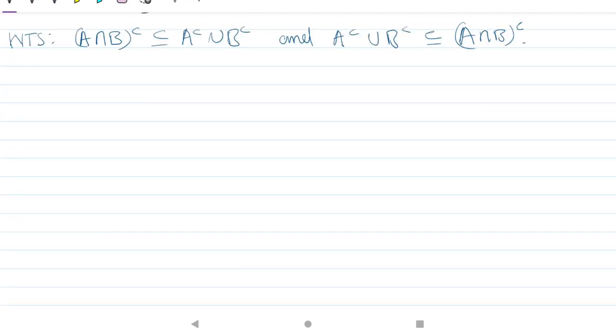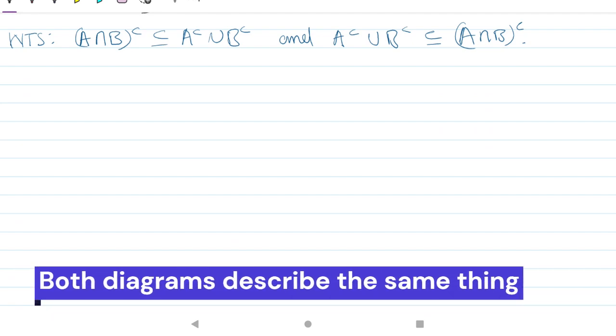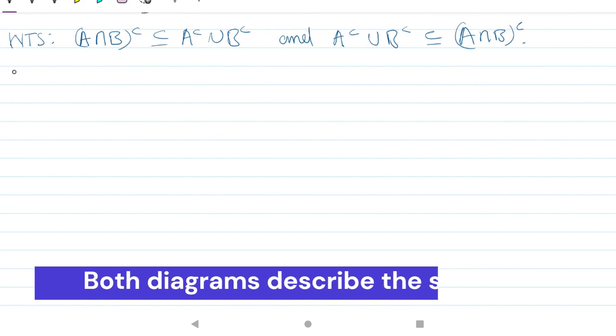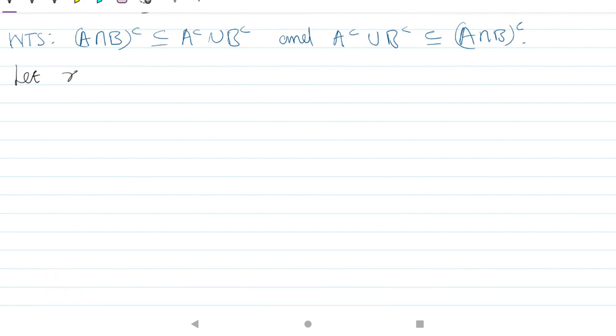Now, how does it go if you have arbitrary elements? So first of all, we are going to say let x be an element of (A intersection B) complement. So we want to show that if we pick an element in (A intersection B) complement, we can also find it in A complement union B complement. Okay.